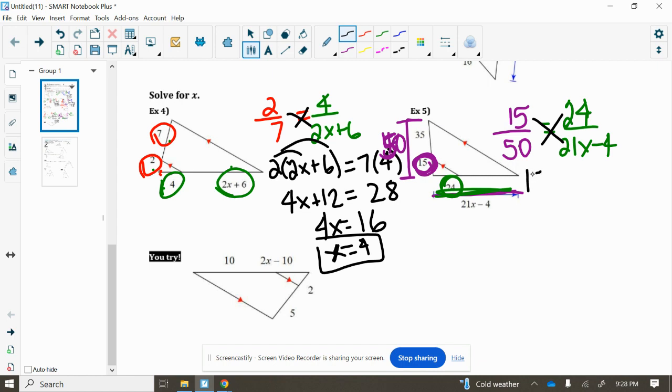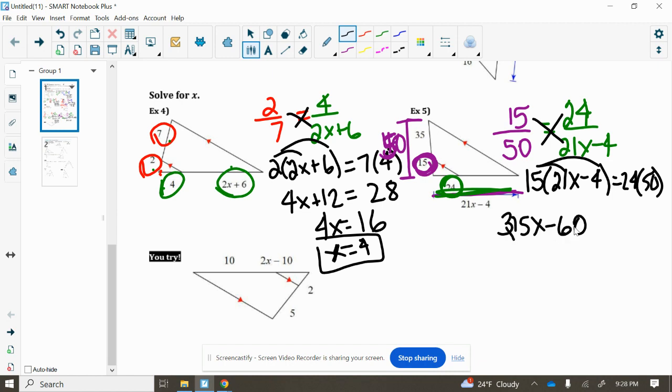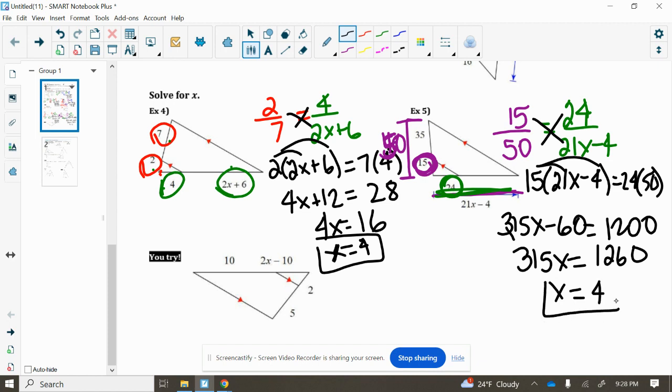Cross multiply and solve. We have 15 times 21x minus 4 equals 24 times 50. Distribute that 15 to both pieces. We have 315x minus 60. And then 50 times 24 is 1200. Add the 60 to both sides and divide by 315. X equals 4 on that one.